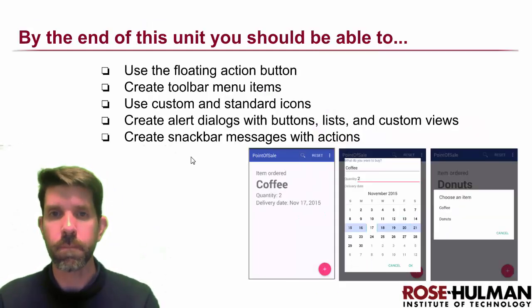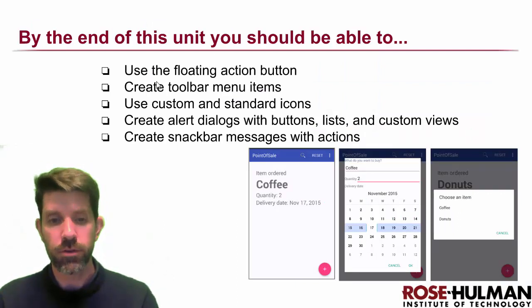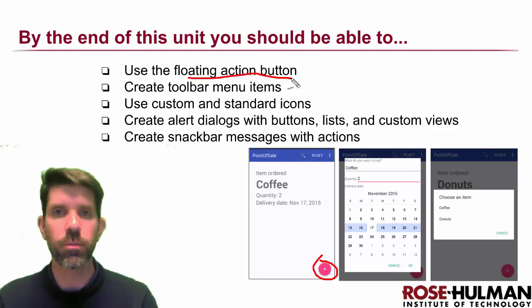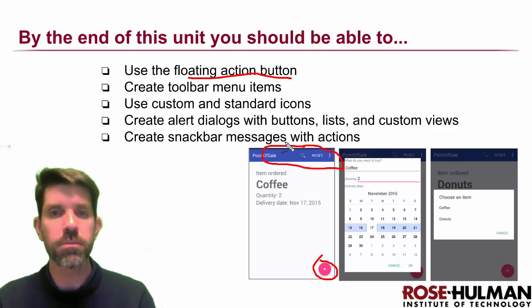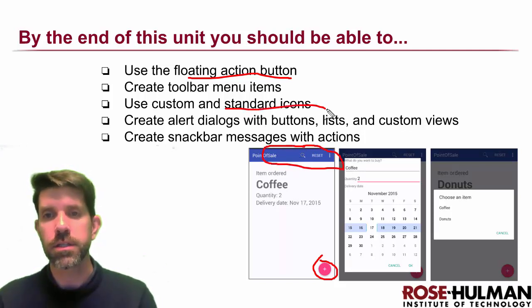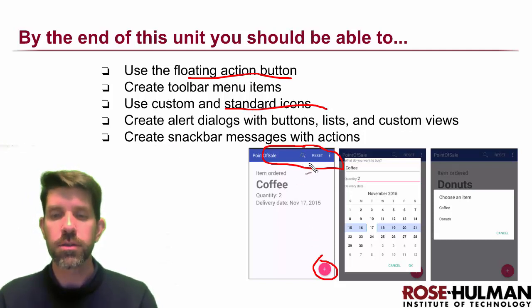Lots of stuff going on here, but all really just the next step in learning about the UI. What should we be able to do? A couple things that you saw here. The little button down here is what's called the floating action button, so we'll learn about how to make that happen. Here we have our toolbar, and we're learning how to put menu items up in there. Did some things with some standard icons and also a custom icon. So we'll see how to mess around with that.